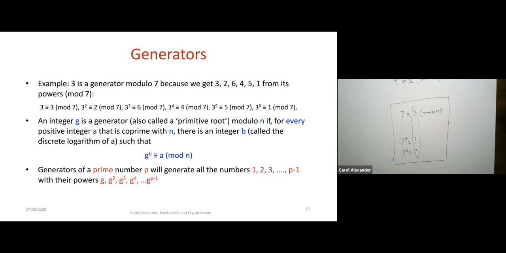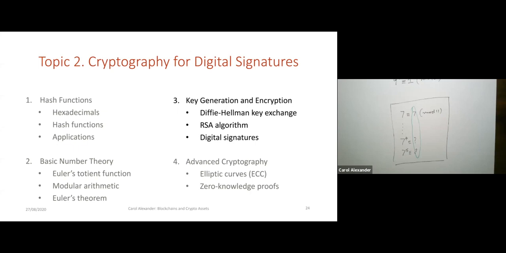So formally, G is a generator modulo n if for every number that is coprime with n, and in particular that will be all the numbers less than the prime number, because all numbers less than a prime are coprime with it, we get a different one when we raise G to some power B. So we're going to use the idea of generators in the next lecture when we get on to key generation and encryption algorithms. So that's it for now.